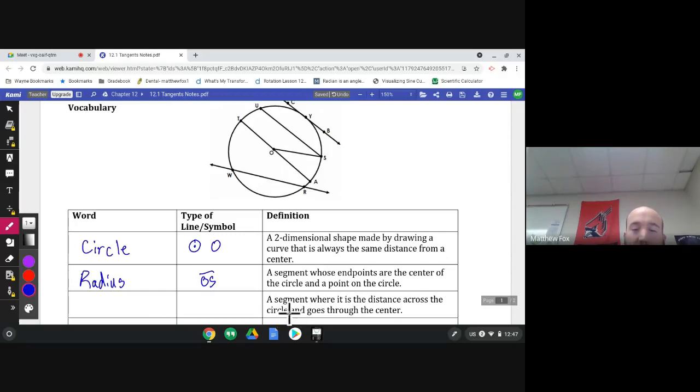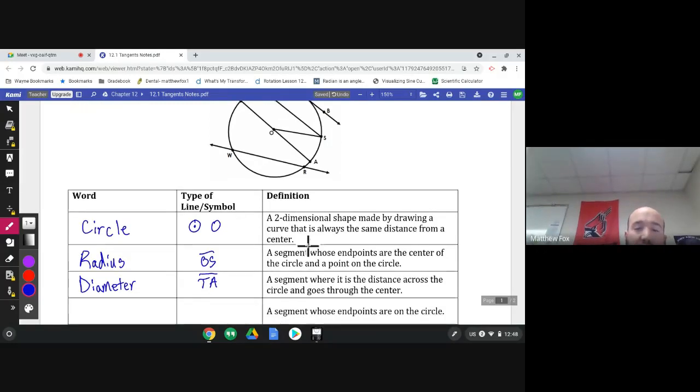Our next one, it says a segment where it is the distance across the circle and goes through the center. So it has to go through the center and it goes from one side to the other. So like T to A here goes through the center point of O there. So that is, I could write it like this, TA with a segment marking. That is known as our diameter. Remember, the radius is half of the diameter. Diameter is all the way across the circle through the center. Radius is from the center to the edge.